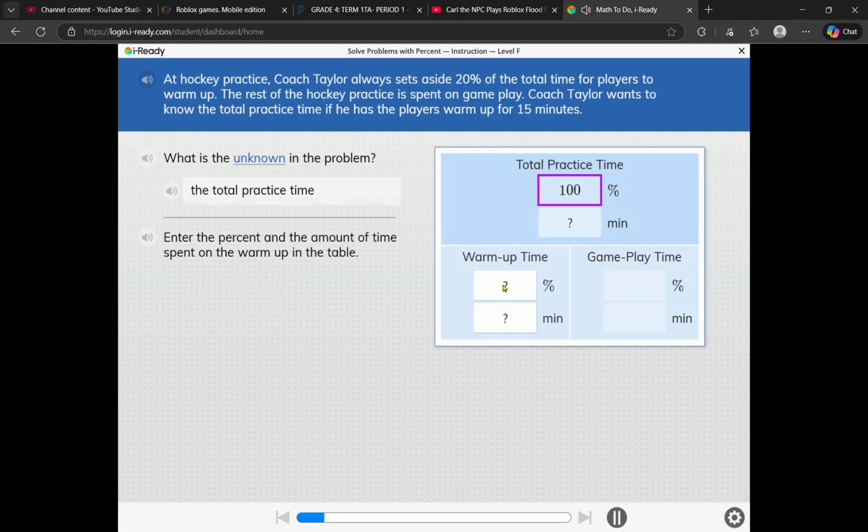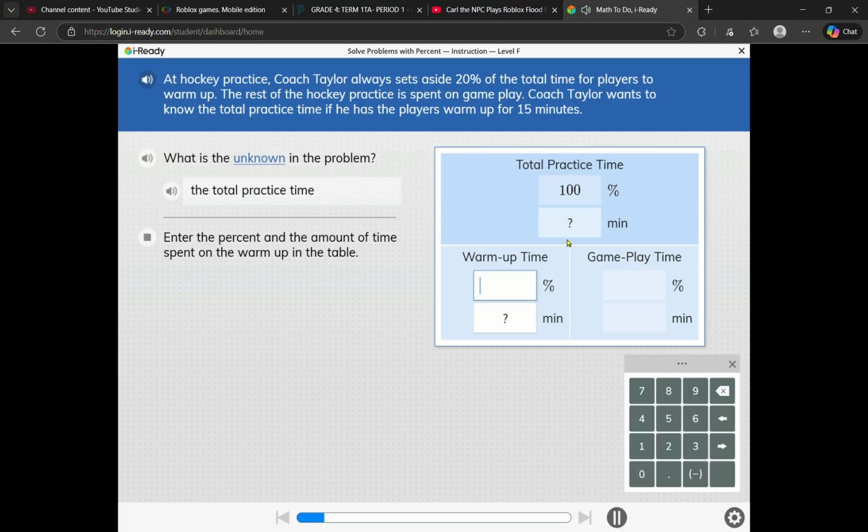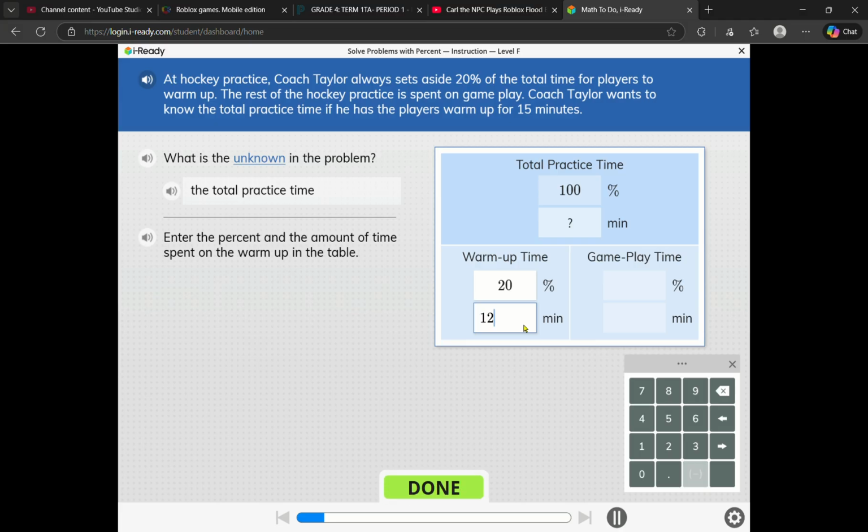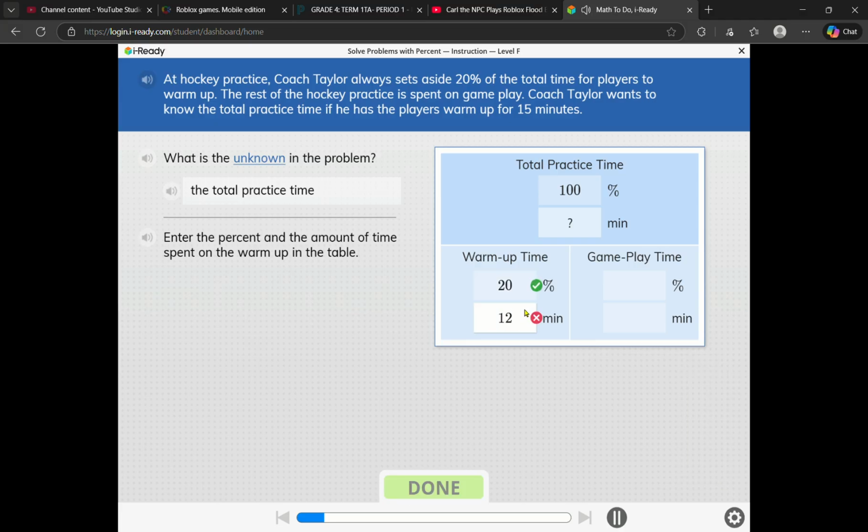The total practice time is 100%. Enter the percent and the amount of time spent on the warm-up in the table. The warm-up is 20% of the total practice time. The warm-up time is 15 minutes. Now, let's use what we know about the warm-up time to find the total practice time.